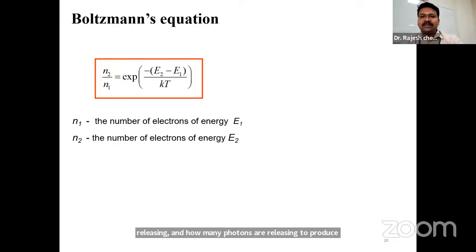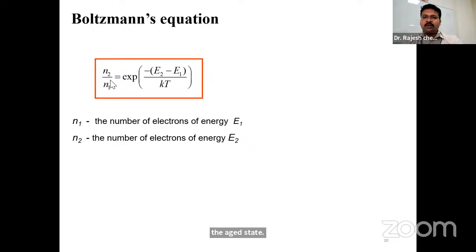Here we need the basic equation called Boltzmann's equation. N is the number of electrons in the energy level, E1 is the ground state, and N2 is the number of electrons in the excited state. Now N2 by N1, the number of electrons in the excited state by the number of electrons in the ground state, equals the exponential of minus the difference between the two energy levels, E2 minus E1, by kT.